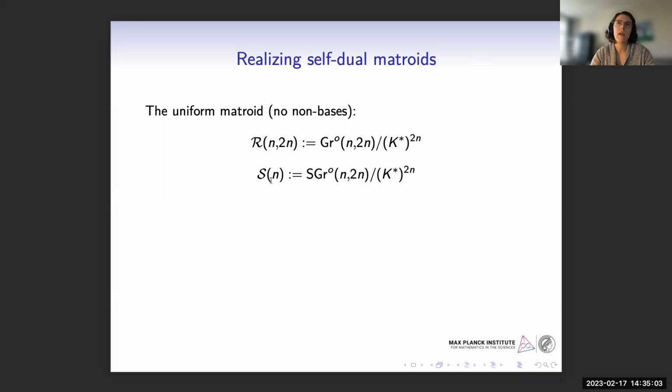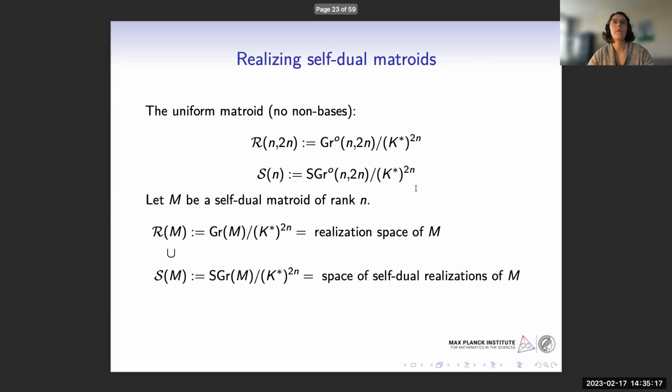And this realization space is the so-called self-dual realization space, and it's given by the open part of the self-dual Grassmannian, n2n, modulo the torus action. Of course, I can do this more generally for any kind of self-dual matroid of rank n. And then I will just look at the Grassmannian for this matroid. So the bases of the matroid give me those coordinate entries that are supposed to be non-zero, while all the other coordinates in the Plücker coordinates are going to be 0.